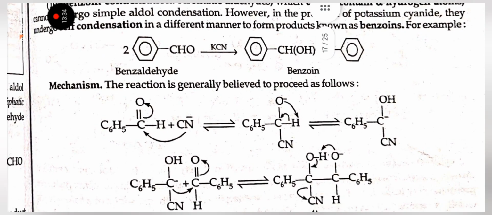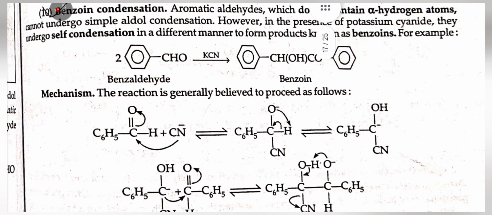Benzoin condensation. Aromatic aldehydes which do not contain an alpha hydrogen atom cannot undergo simple aldol condensation. However, in the presence of potassium cyanide, they undergo self-condensation in a different manner to form products known as benzoins. For example, benzaldehyde on reaction with KCN gives benzoin.